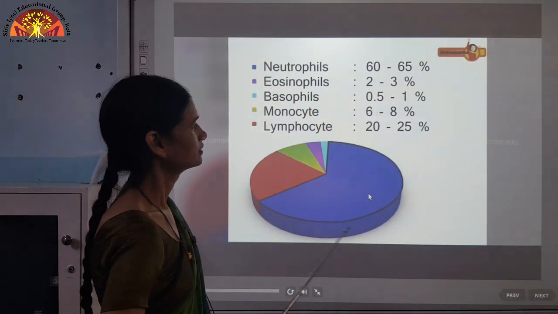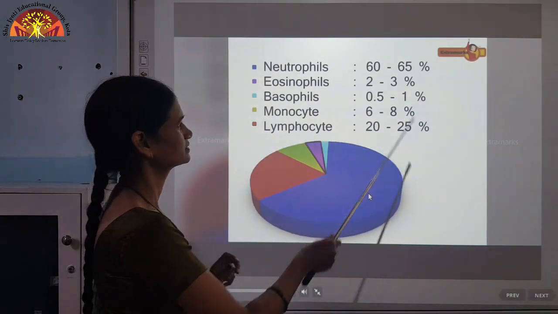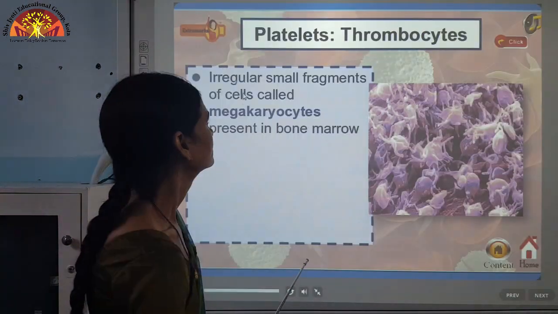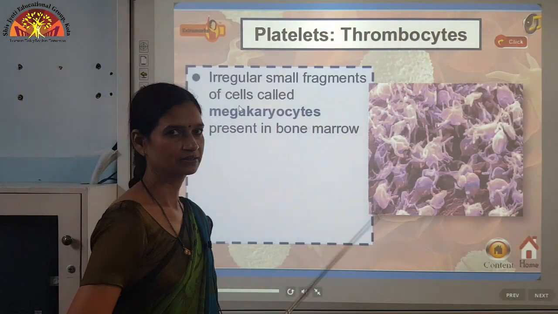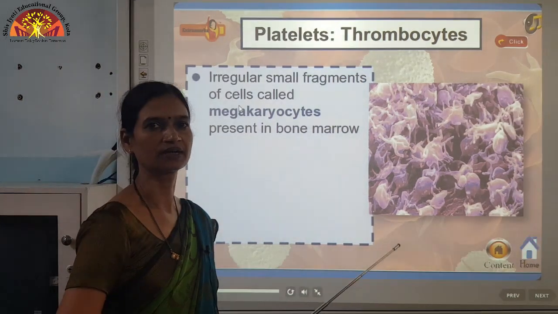So this is the proportion of different cells. जो हमने अभी WBC की बात की, this is the proportion which is present in the blood. Now we'll study about, अभी हमने RBC देखा, WBC देखा. Now we'll see about platelets, which are also known as thrombocytes.